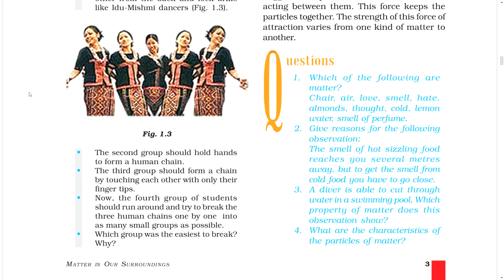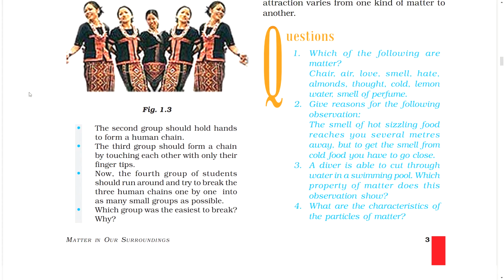Questions. 1. Which of the following are matter? Chair, air, love, smell, hate, almonds, thought, coat, lemon, water, smell of perfume. 2. Give reasons for the following observation. The smell of hot sizzling food reaches you several meters away, but to get the smell from cold food you have to go close. 3. A diver is able to cut through water in a swimming pool. Which property of matter does this observation show? 4. What are the characteristics of the particles of matter? Comment this.